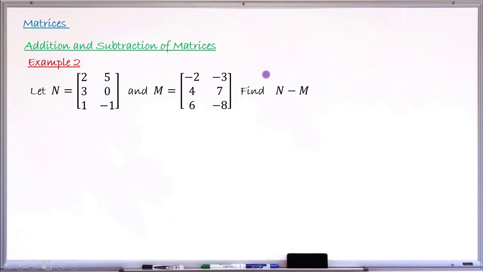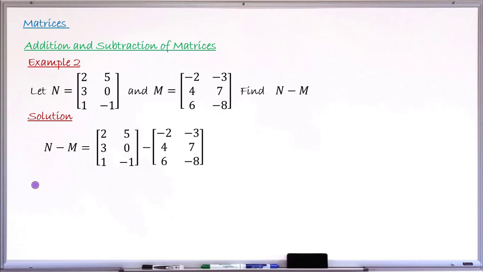The question asked is to find N minus M. That is matrix N minus matrix M. Solution to this problem: copying the given text, that is N minus M, and substituting those matrices, one for N and the other one for M. This is the matrix N minus the matrix M.